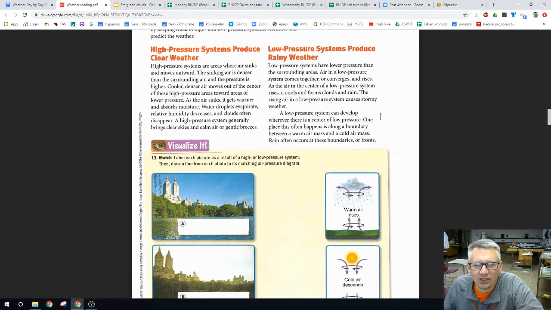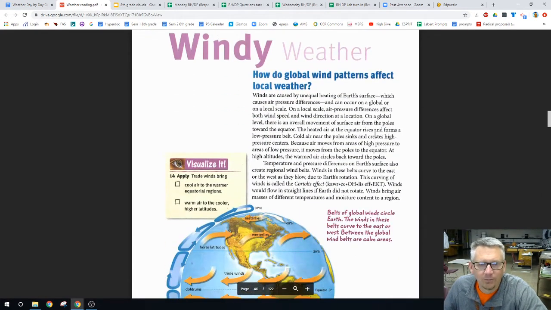A low pressure system can develop wherever there is a center of low pressure. One place this often happens is along boundaries between air masses, between warm air masses and cold air masses. Rain often occurs at these boundaries, or fronts.